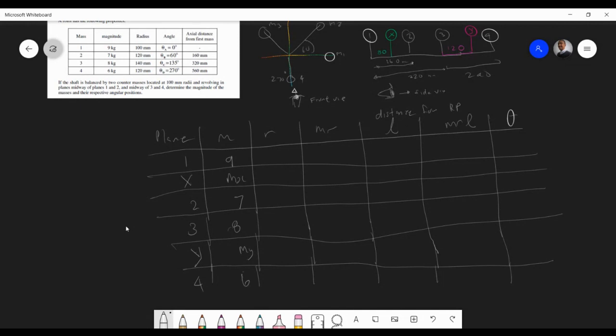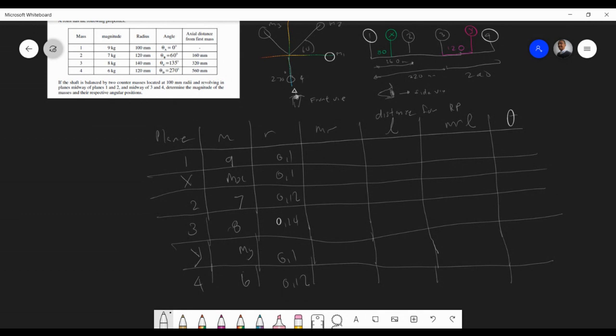Your radius, 0.1. We know this radius. It says also 0.1. Number 2, 0.12. Number 3, 0.14. This one is 0.1. They said it's this radius, taking 2 counter masses at 100 millimeters, and for 4 we have 0.12.